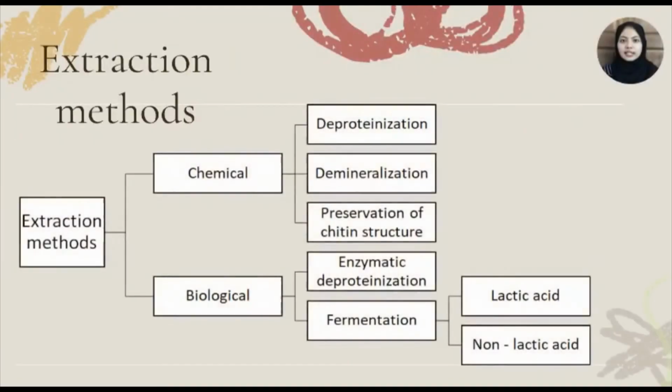As I mentioned earlier, the extraction method is the most crucial step to ensure high productivity of chitin. The extraction method can be done by chemical and biological means.